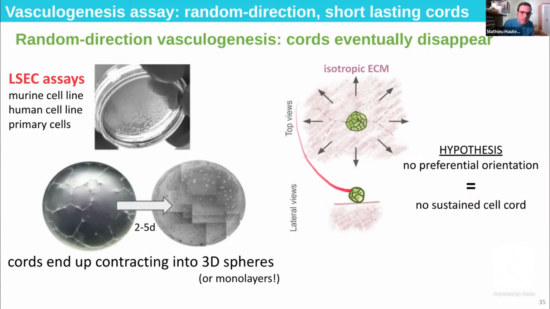So the hypothesis we made at that moment is that there is no preferential orientation. So all those cords are pulling and pulling and pulling, and the cells end up collapsing into spheres.